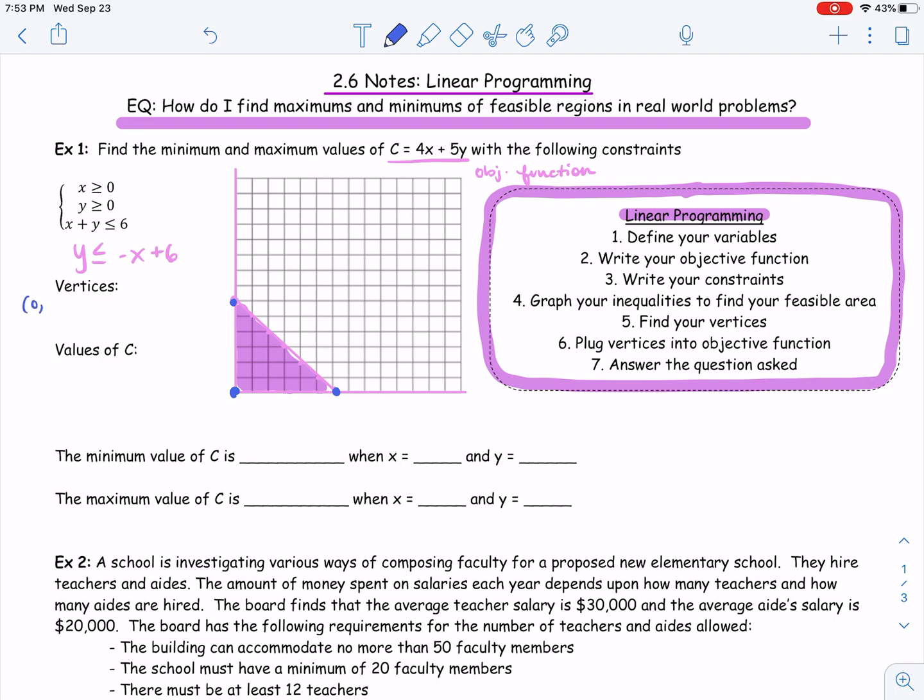One of them is at 0, 0. One of them is at 0, 6. And one of them is at 6, 0. So those are the 3 vertices of the shaded region. So now I found my vertices.